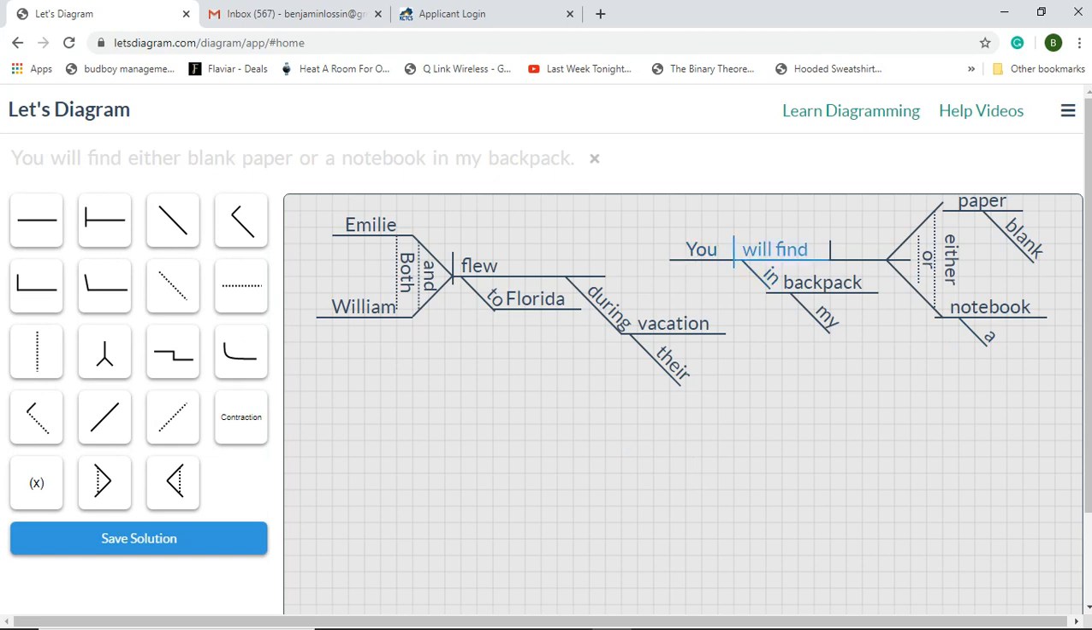You as the subject, will find is the verb phrase, will is the helping verb, find is the main verb. In my backpack is a prepositional phrase. In is the preposition. Backpack is the object of the preposition. My is an adjective modifying backpack in the prepositional phrase. Paper and notebook are compound direct objects. Okay, and they are connected by the two correlative conjunctions, either or. Blank is an adjective modifying paper. A is an adjective modifying notebook. That's the second one. Let's head down to number 3.